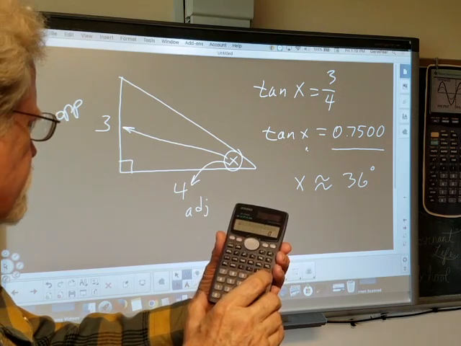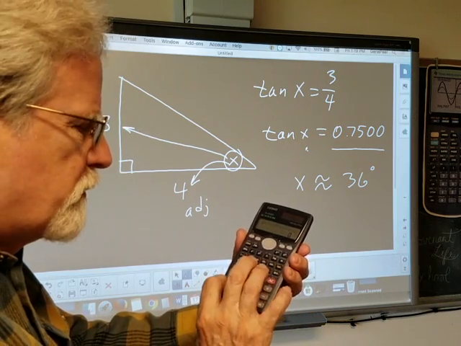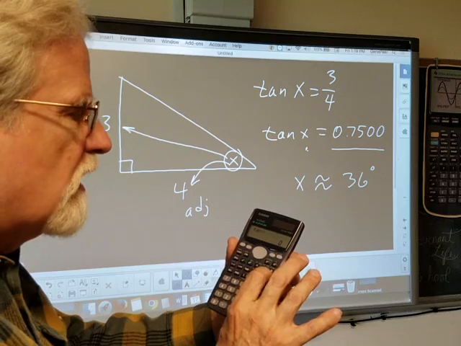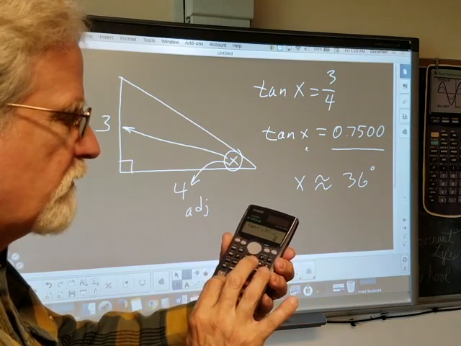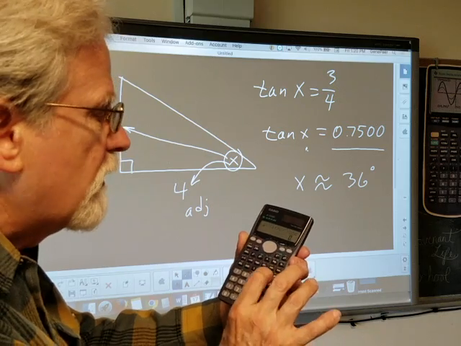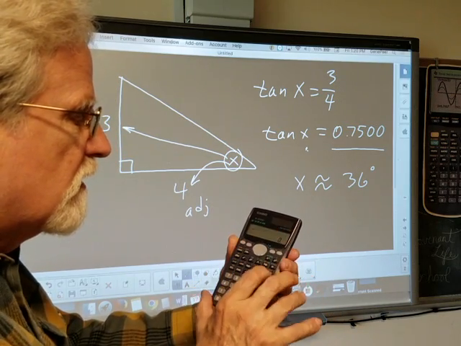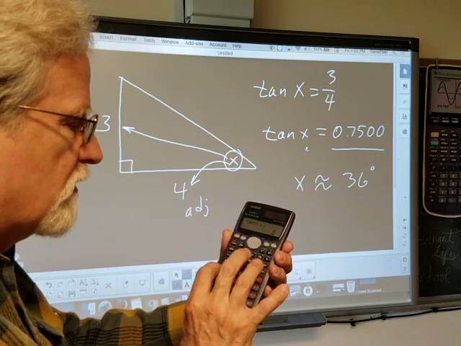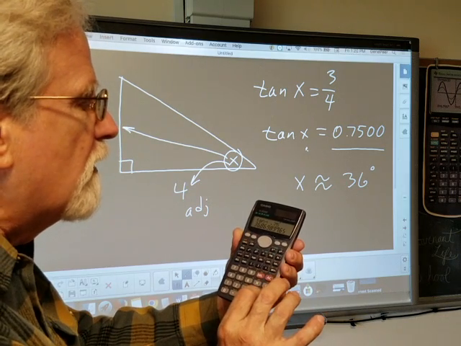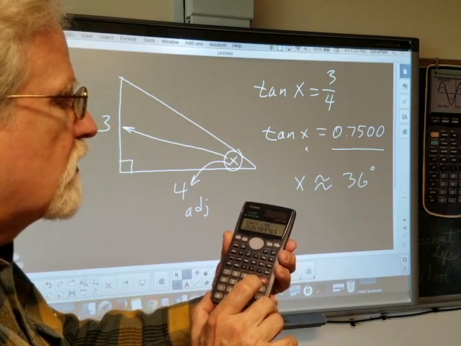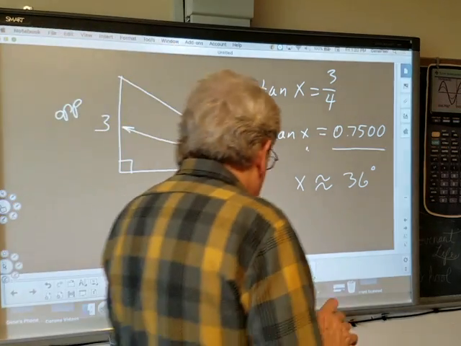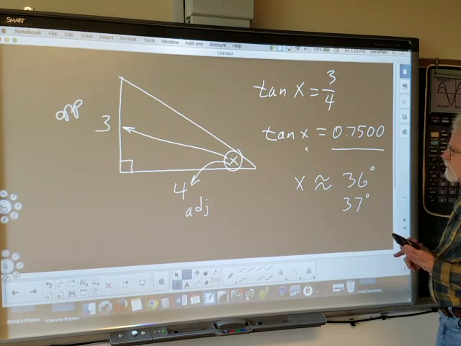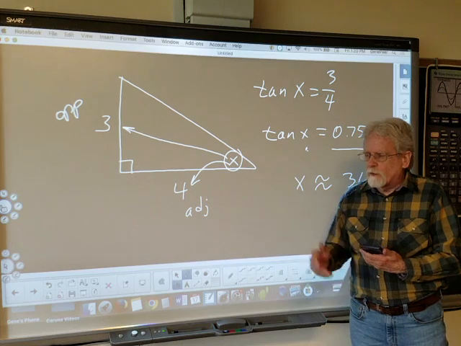Okay, I'm going to put in the inverse tangent, we call it. That's the shift tangent of 0.75, and we get an error. What did I do wrong? I want the inverse tangent of 0.75. It shouldn't give me an error. There we go. And I get 36.87. So this tells me it's closer to 37. So my mental arithmetic when I was looking at the book was off by a little bit.